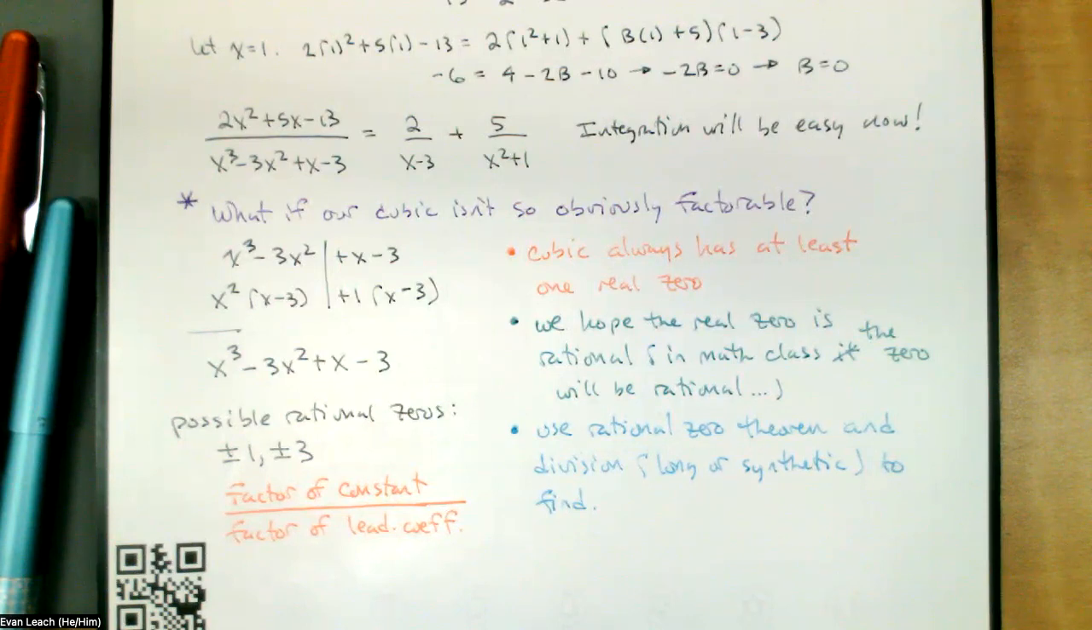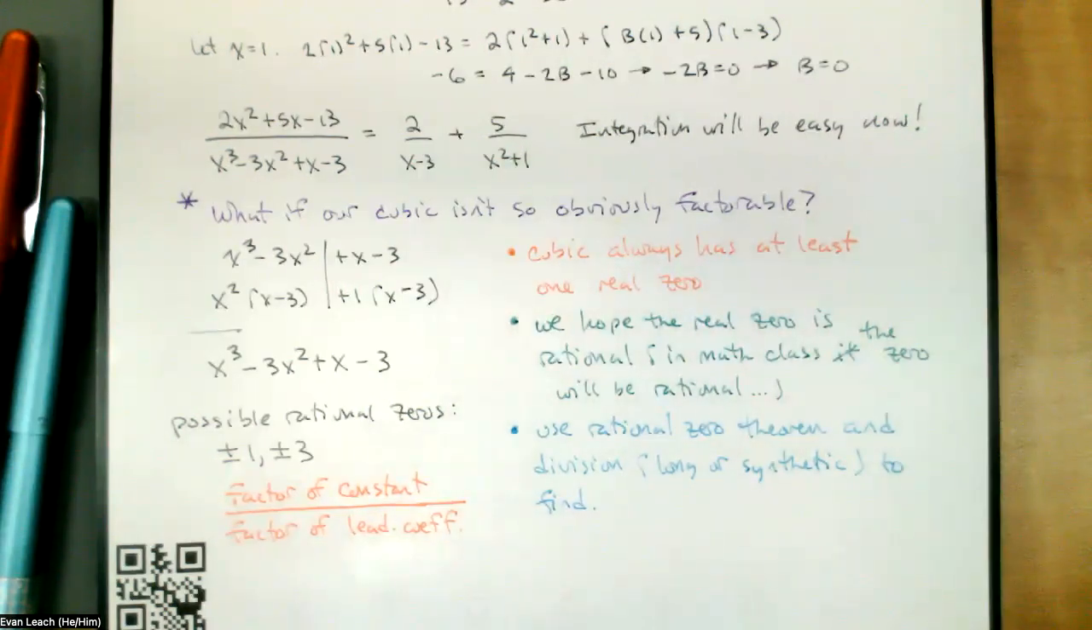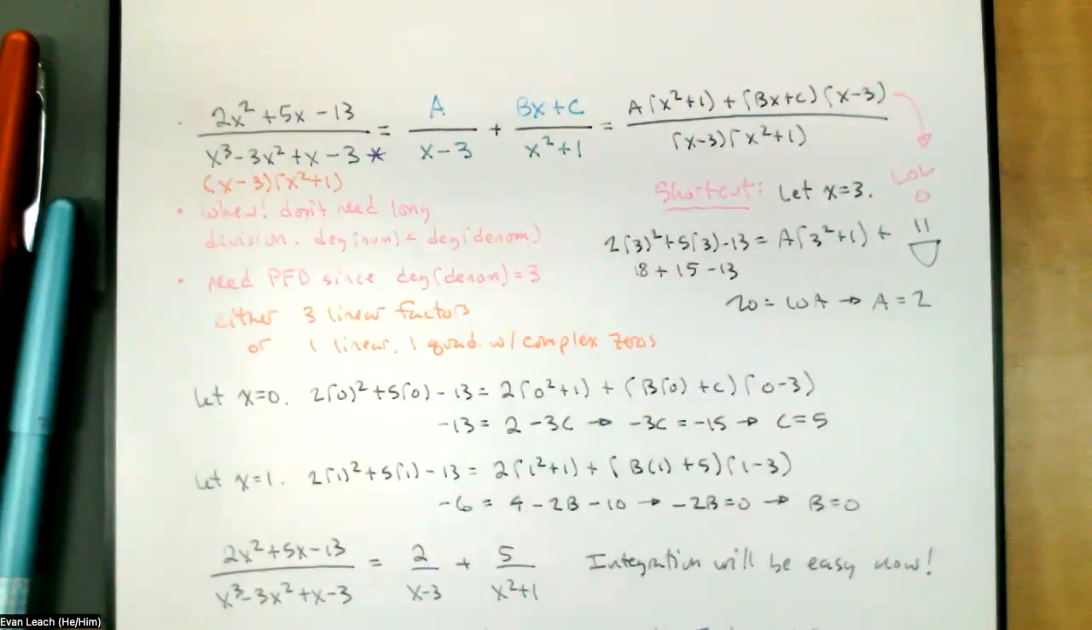So we made the numerator bx plus c because one of our denominators was a quadratic with complex zeros. I couldn't factor it anymore, right? So we don't know what the numerators are going to look like. In this case, we didn't need the x term, but in general, we might. So we have to be prepared for that.